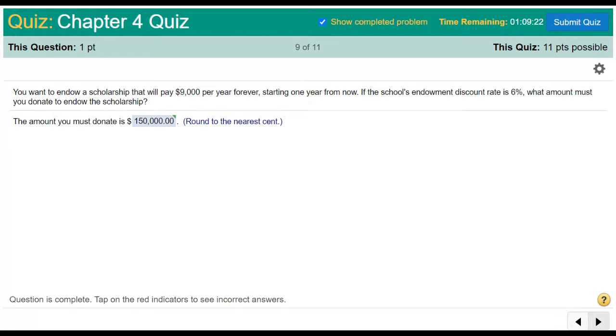Here, we're saying 9,000 divided by 0.06 is 150,000. Forever at 6%, if we have $150,000, this 9,000 would be given to the scholarship fund forever, as long as 6% interest at 150.